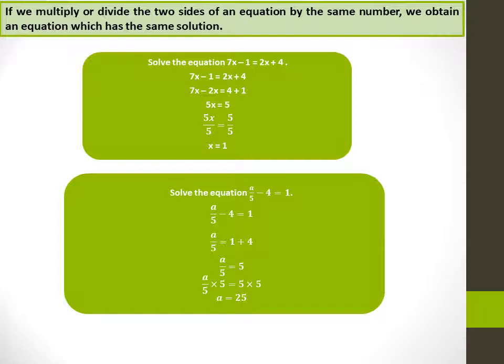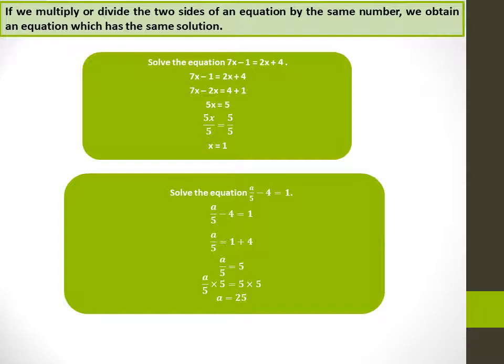Now, to have only x in the first side, I need to divide 5x by 5. So I need to divide both sides of the equation by 5. 5x over 5 is equal to 5 over 5. Then x would be equal to 1.